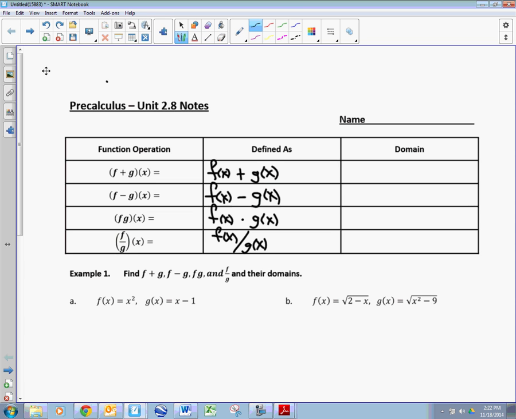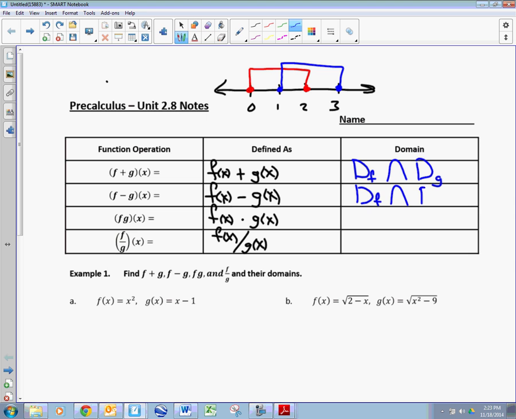Now, one of the questions is what happens to the domains of these functions as you add or subtract them? And here's what we have. Suppose that the domain of f was from 0 to 2, and suppose that the domain of g was from 1 to 3. The domain of the functions together, added, subtracted, or multiplied, would be the intersection of the two, the overlap. So from 1 to 2. Union means it includes everything shared in both sets, so 0 to 3. But intersection means the overlap between the two, 1 to 2. So the way that we write this is domain of f intersect domain of g.